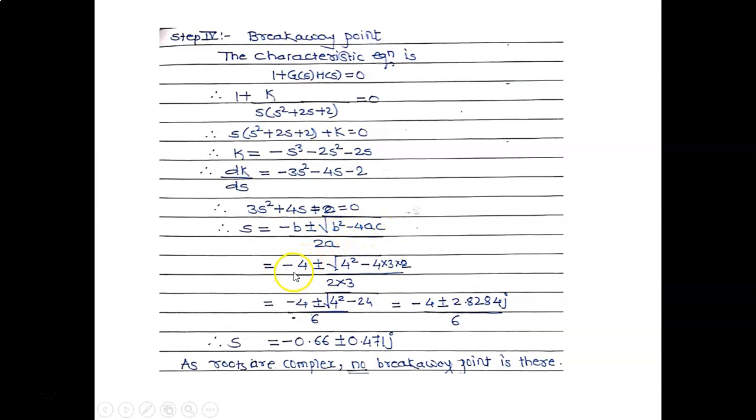Therefore s is equal to minus 4 plus minus square root of 4 square minus 4 into 3 into 2, divided by 2 into 3, which is equal to minus 4 plus minus square root of 4 square minus 24 divided by 6, which is equal to minus 4 plus minus 2.8284 j divided by 6. Therefore s is equal to minus 0.66 plus minus 0.471 j.